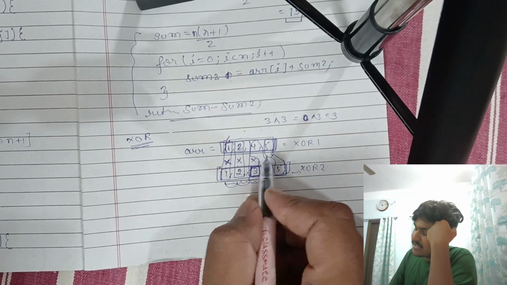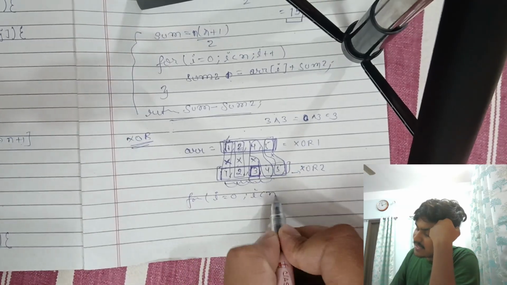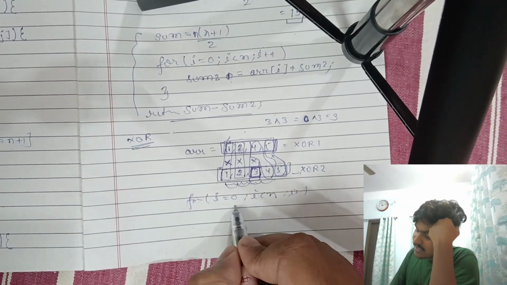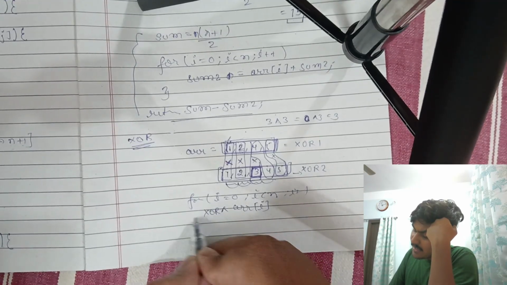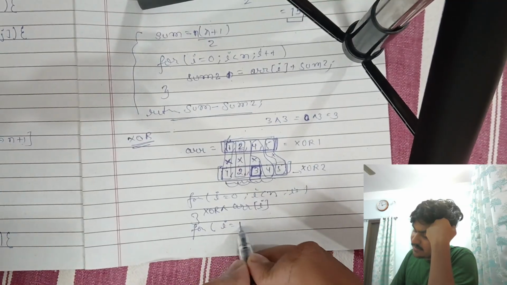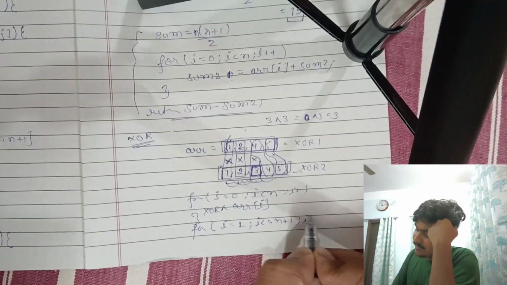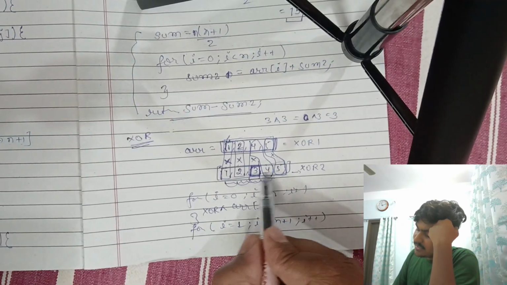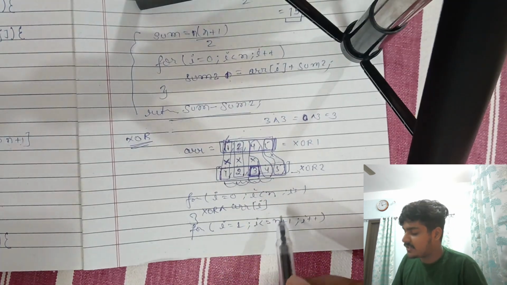So iteratively, the first loop will go from i = 0 to i less than n, and i plus plus, that will do an XOR of the array element. And the second loop for the general values will go from i = 1 to i less than or equal to n plus 1, and i plus plus, because we need to consider that this is not an array, it is the general thing that we are doing.